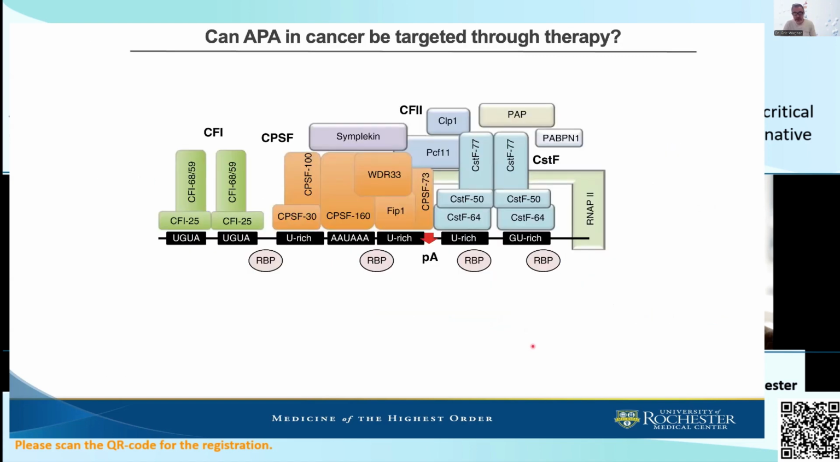So in the last three or four minutes, I want to focus on some recent work we have, which is bringing us to the next step. How can we use PAC-seq to study alternative polyadenylation, but now leverage that information to develop cancer therapies? I want to revisit that set of proteins I was talking about, and focus in on that RNA endonuclease, CPSF73.